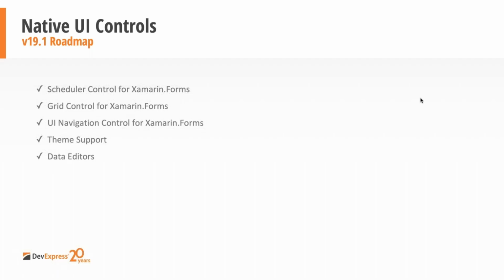It's going to have Google Calendar support, time zones, allow you to resize and move appointments, and add templating for Xamarin Forms for all visual elements. And on top of that, bring across the features such as statuses, labels, recurring appointments, reminders, and have data compatibility across our WinForms, WPF, and ASP scheduler.